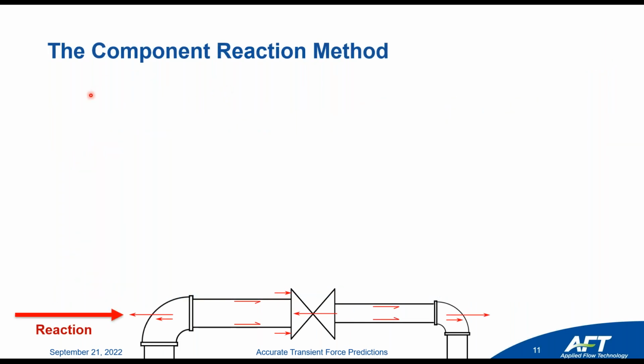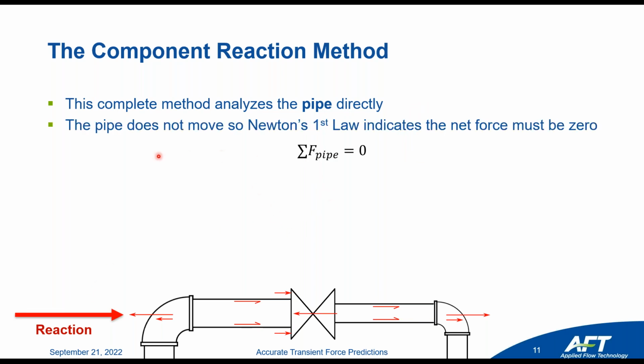Okay, so the component reaction method. As we've seen, it's talking about all of these individual forces in an elbow pair here. The key thing is that this analyzes the pipe directly. What we're looking for is the effect of the fluid on the pipe and what reaction on the pipe is needed to oppose that net effect. So again, the pipe does not move, or at least we hope it does not move. So Newton's first law tells us that the net force on the pipe has to be zero.